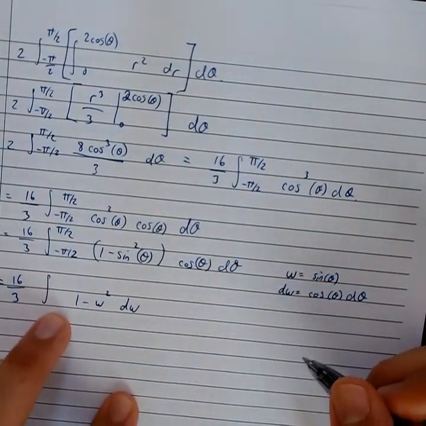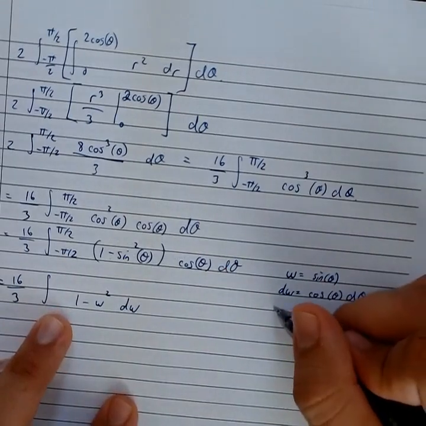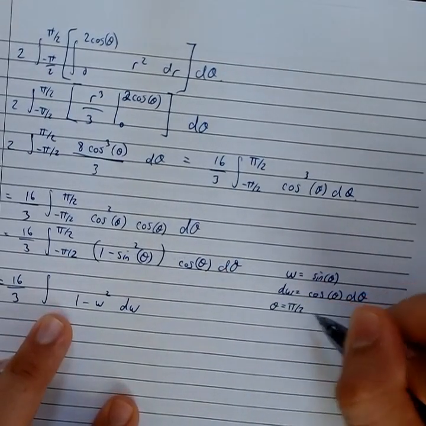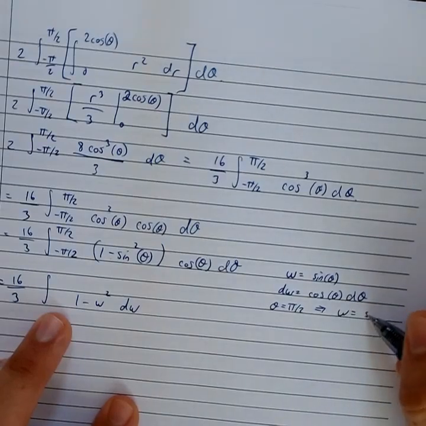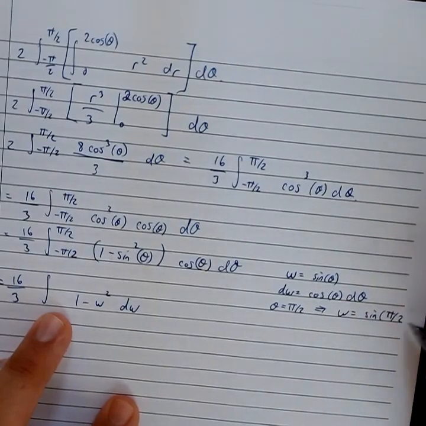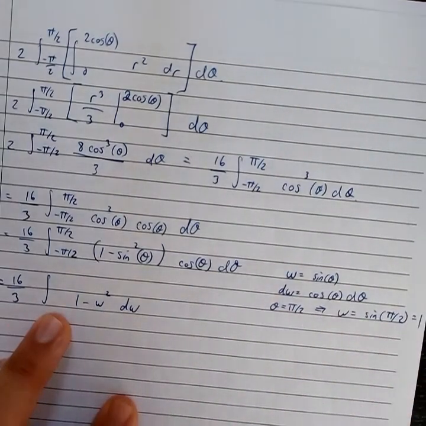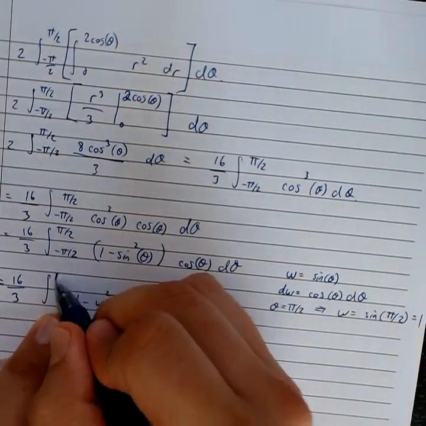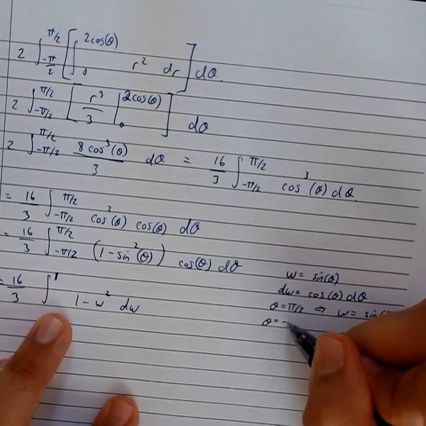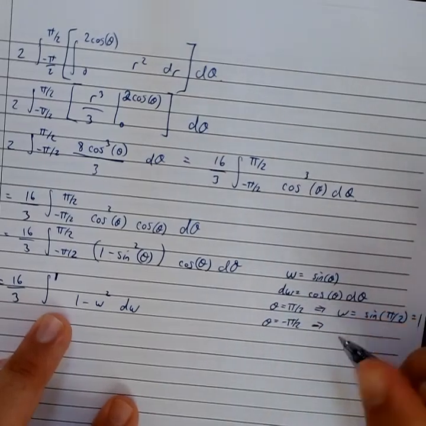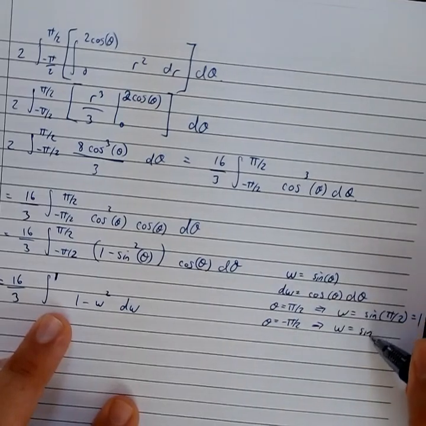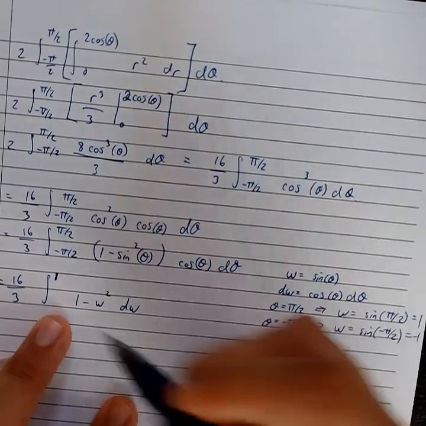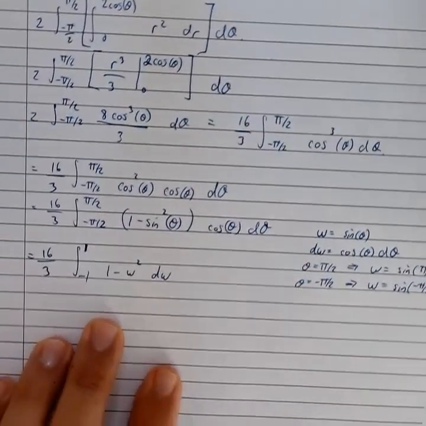And then don't forget your boundaries have changed as well. If theta is equal to positive pi over 2, then W is going to equal the sine of pi over 2, which is 1. So my upper bound should be 1 now. And if theta is equal to negative pi over 2, then plugging that in gives W equal to the sine of negative pi over 2, which is minus 1.